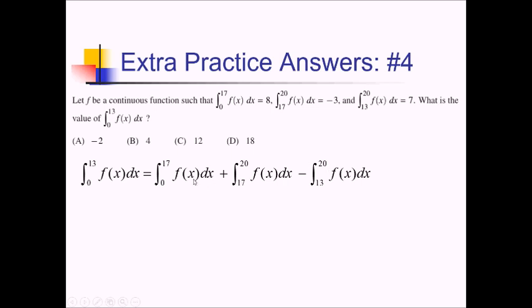And now let me substitute some numbers for these. This first integral was just 8. We're adding negative 3, so actually subtracting 3. And then we're subtracting this last area of 7. So 8 minus 3 is 5, minus another 7 is going to be negative 2, giving me answer choice A.